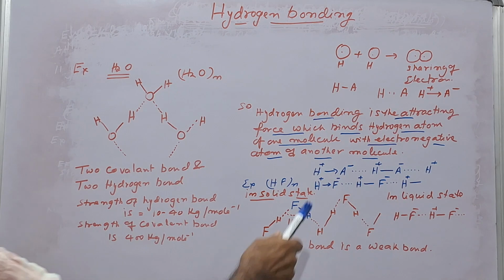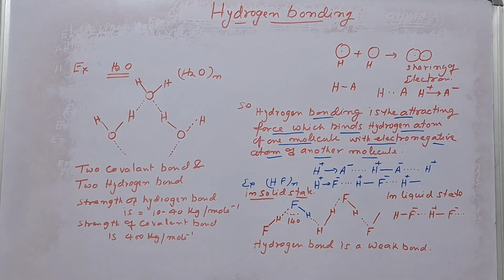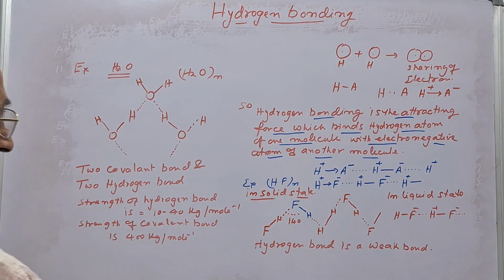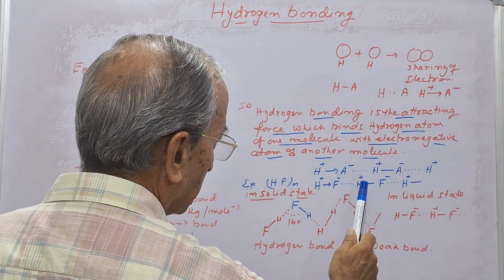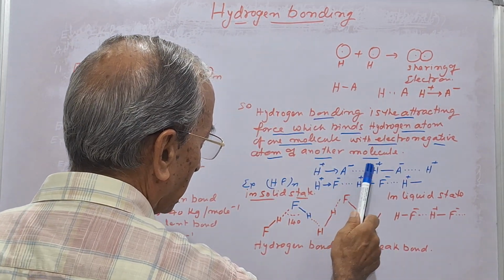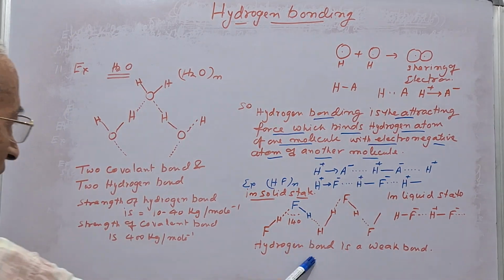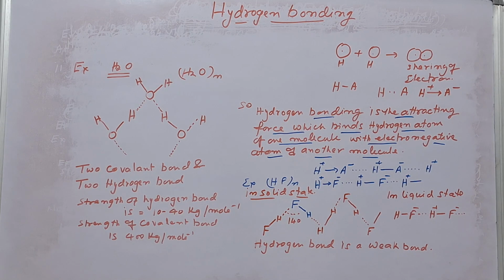So we can say that the covalent bond is formed by the sharing of electrons between two same atoms, and hydrogen bonding is formed between two different atoms, one electronegative and the other electropositive, and this hydrogen bond is a weak bond as compared to the covalent bond. So very simple.